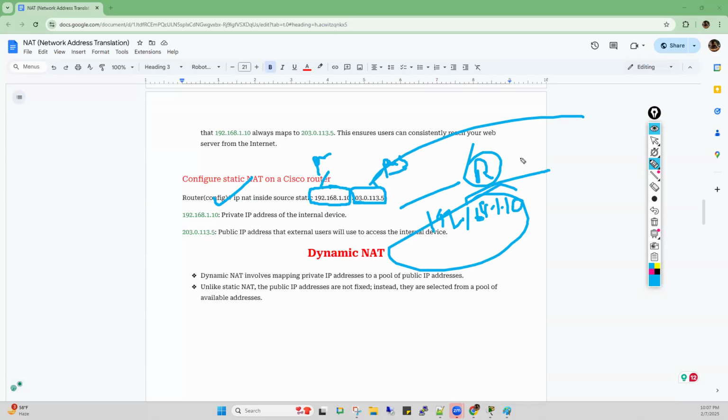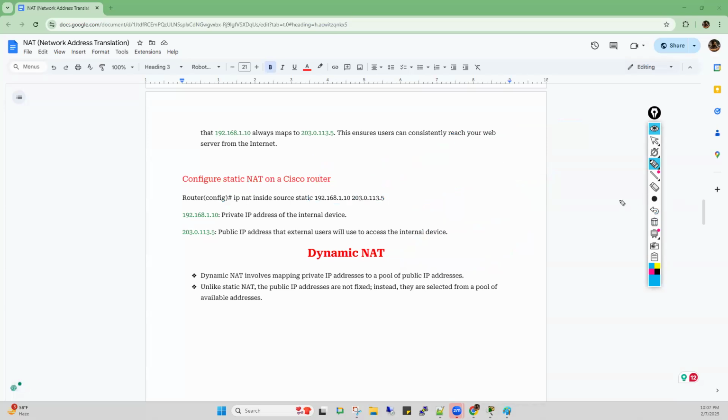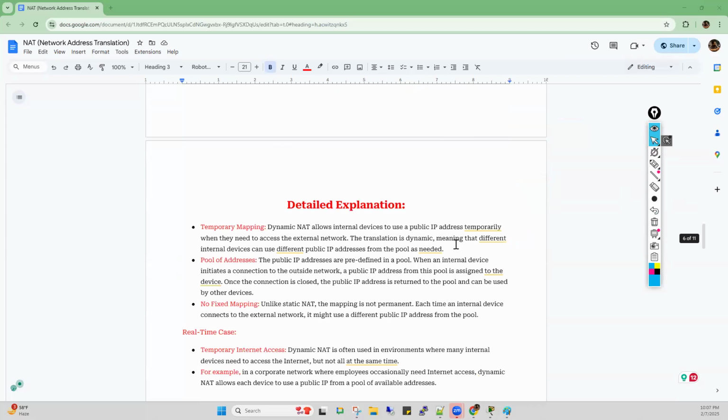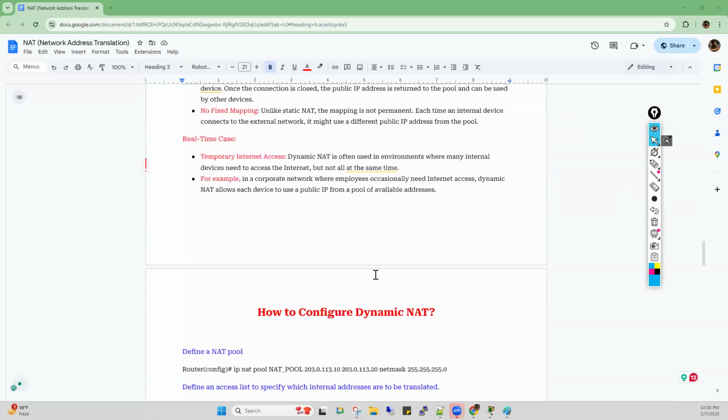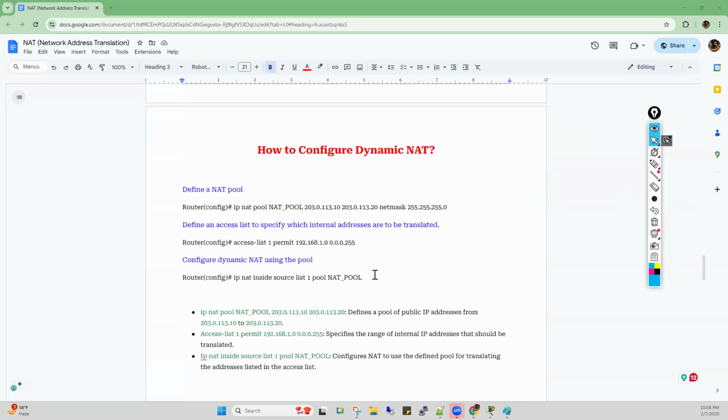Getting my point? That is called one-to-one communication, or one-to-one conversion. That is called static NAT. In static NAT, one-to-one netting happens. Clear, everyone? Yes or no? The next type of NAT is called dynamic NAT. I already explained what the use of dynamic NAT is.